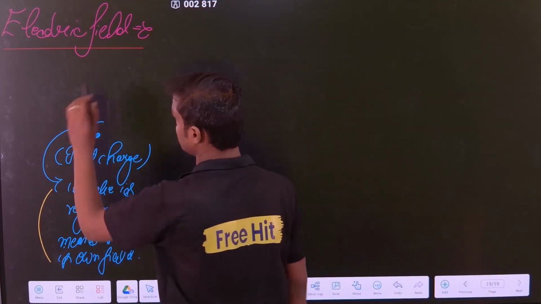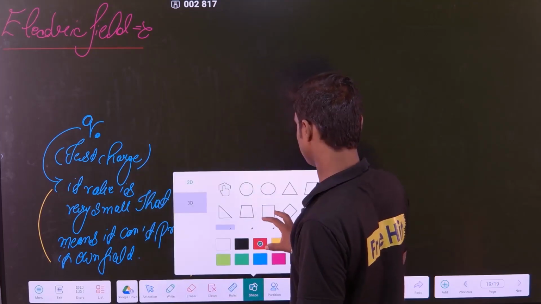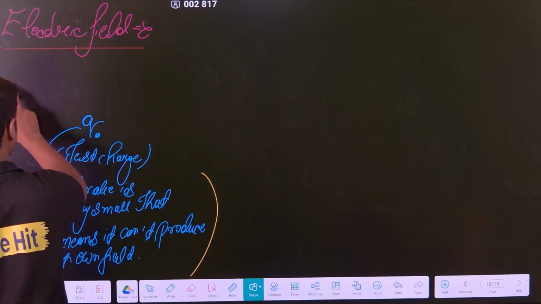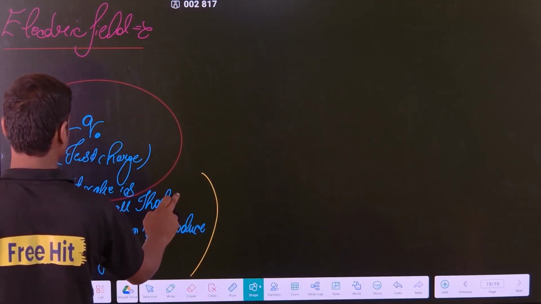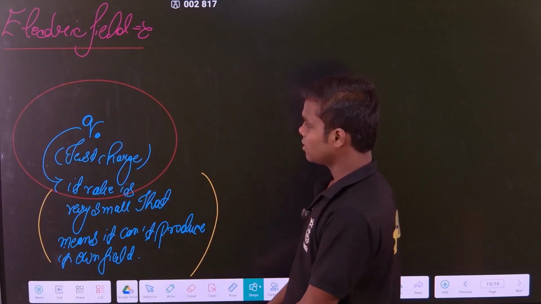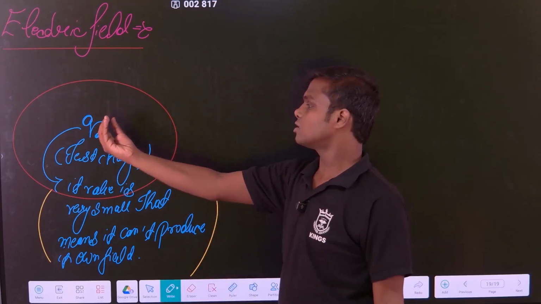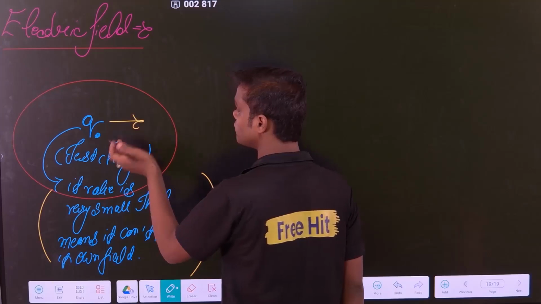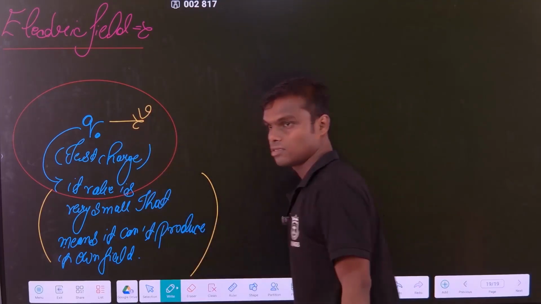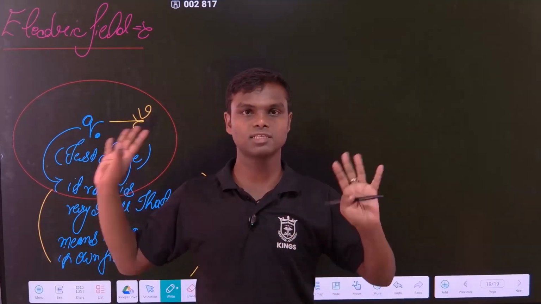They have mentioned in their research that in some region, suppose this is my region, when they placed this test charge inside this region, the test charge started moving in this direction with a velocity v. Suppose it is frictionless, no gravity, nothing, no force is there.